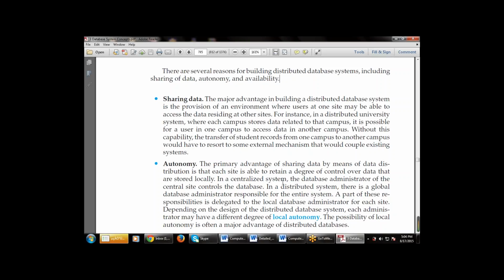In a distributed system, there is a global database administrator that is responsible for the entire system. A part of these responsibilities is delegated to the local database administrator for each site. Depending on the design of the distributed database system, each administrator may have a different degree of local autonomy. So the possibility of local autonomy is often a major advantage of the distributed system.